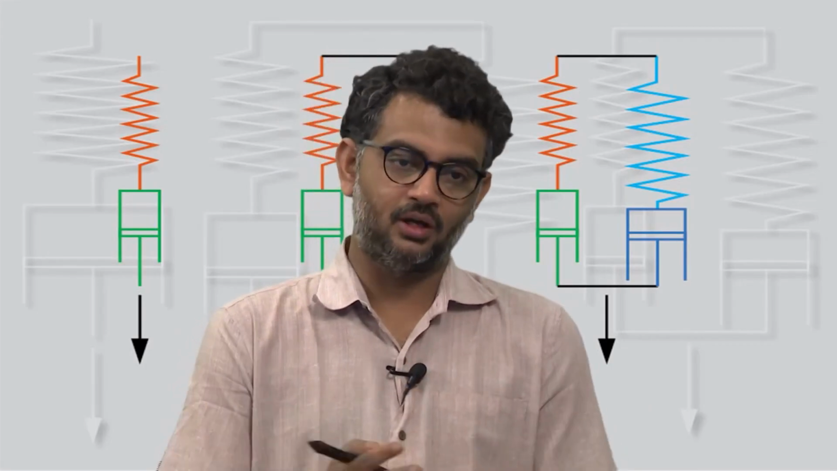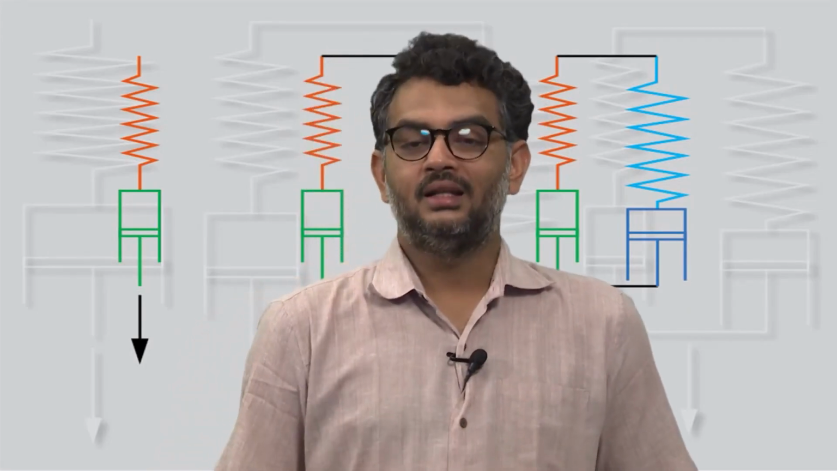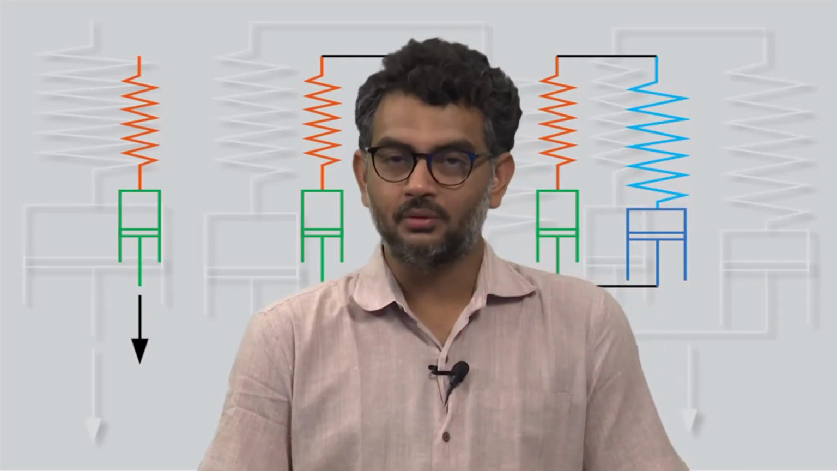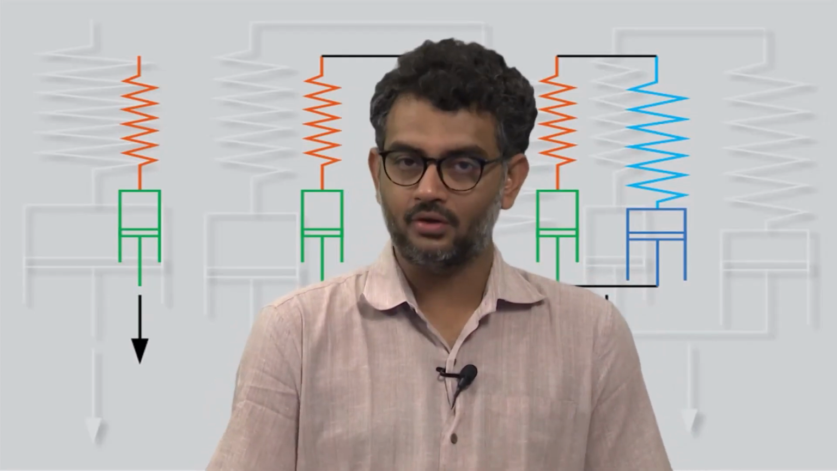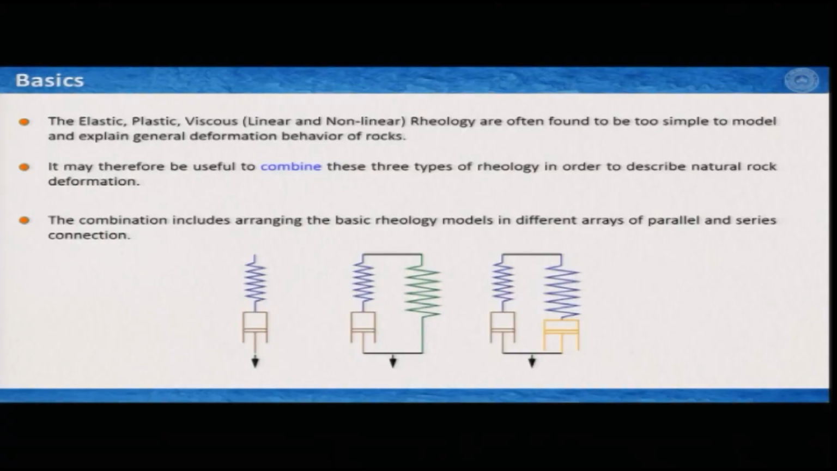plastic and viscous, be it linear or nonlinear, these are often found to be too simple to model and explain the deformation behavior of rocks under certain conditions. So, it is important that we combine these three types of basic rheology in order to describe the natural rock deformation. And the combinations, the possibilities of these combinations are many.